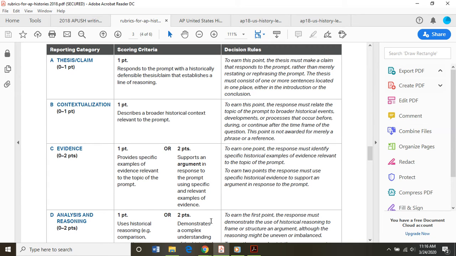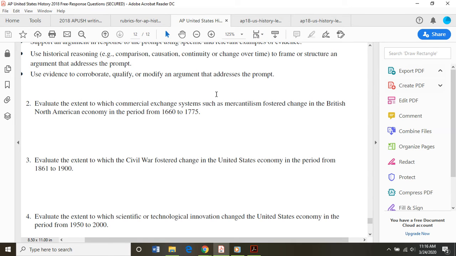All right. So let's take a look real quick. Here's what I want you to do. This is the 2018 essay LEQs. I want you to focus on number 2. Evaluate the extent to which commercial exchange systems such as mercantilism fostered change in the British North American economy in the period from 1660 to 1775. You're going to want to say, you see the word change, boom, it's a continuity and change essay. So you have to think, what are the things that changed because of mercantilism?